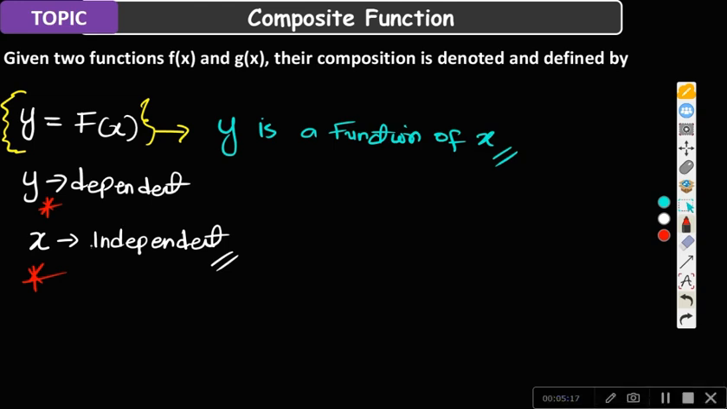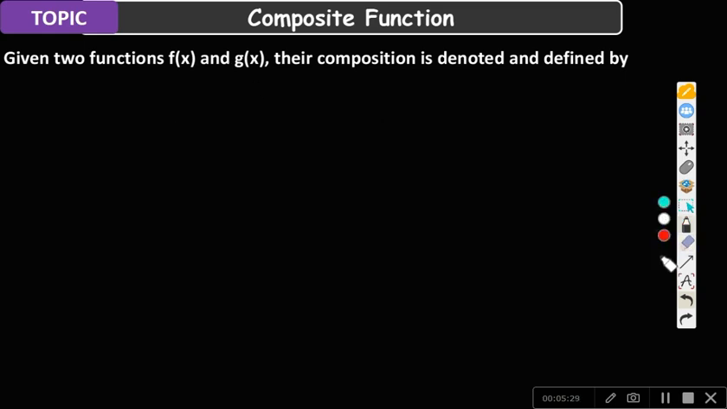Now listen. If you are given two functions, f of x and g of x, their composition is denoted and defined by... Now when we talk about composite function, it means something inside another. Are you getting it? That is what the composite function means.